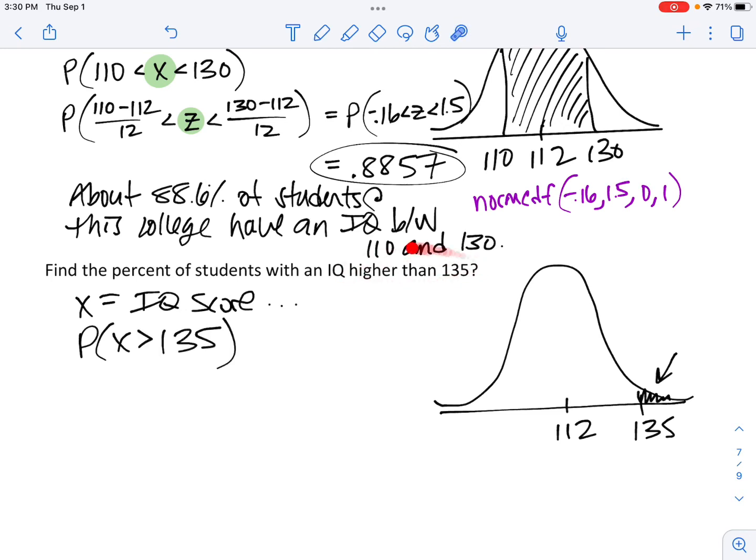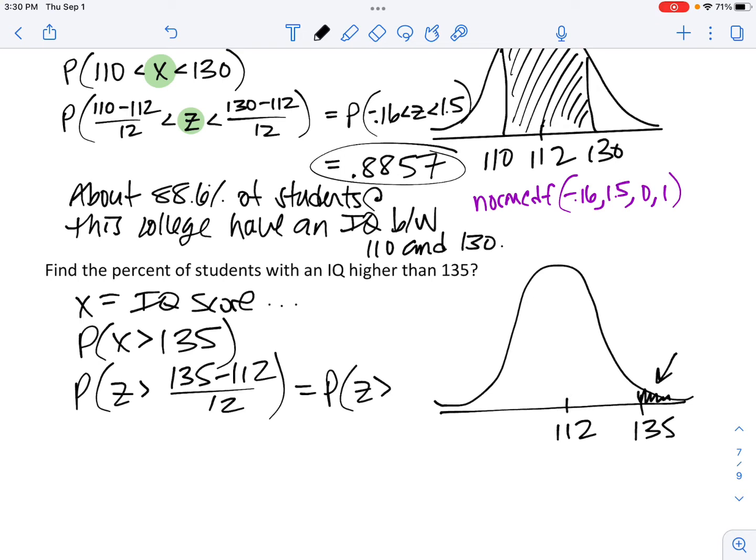It's right here. And that's why I shaded this direction. I'm going to change this to a z-score. The mean is still 112 and the standard deviation is still 12. That gives you a z-score of 1.92. You should have a pretty good idea that that is a really small shaded area. Remember, something's considered an outlier if it's more than 2 standard deviations above average. This is pretty close to that.